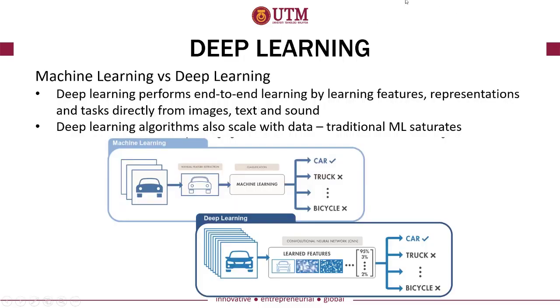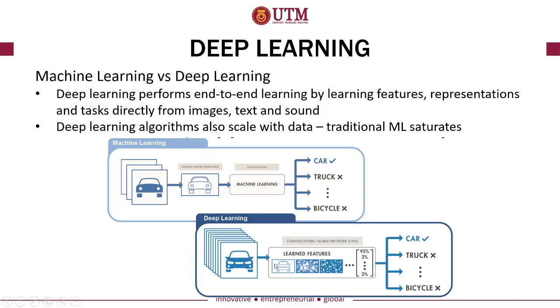Okay, again, this is the difference between machine learning and deep learning. I think I took this picture from the MATLAB website. When they talk about deep learning, it performs end-to-end learning by learning features, representations, and tasks directly from images. It doesn't matter whether from images, text, or sounds. Again, the difference between deep learning and machine learning is that deep learning lets the computer decide. So you only have one module called deep learning, where feature extraction happens and where the classification happens, in the same integrated network.